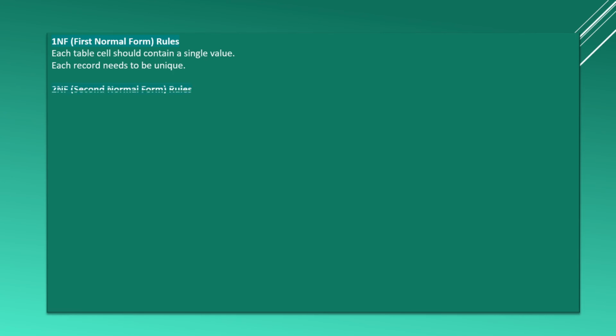Next is second normal form. Second normal form says that it must be in first normalization, and the second rule is a single column primary key. If we create a table, a column must be a primary key.